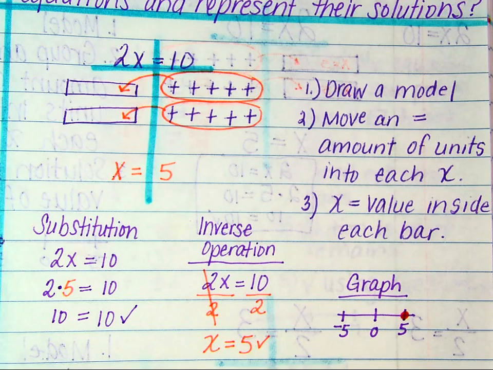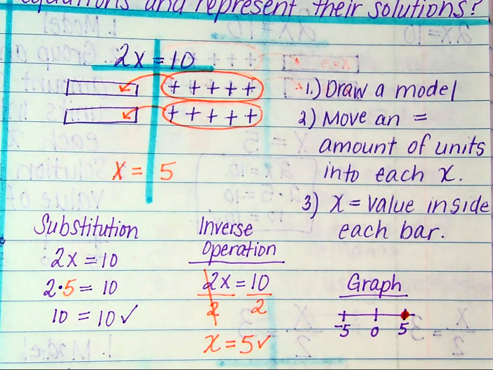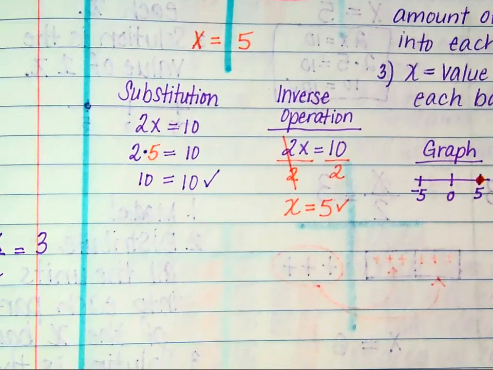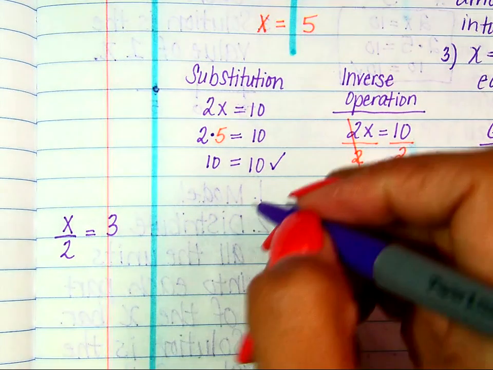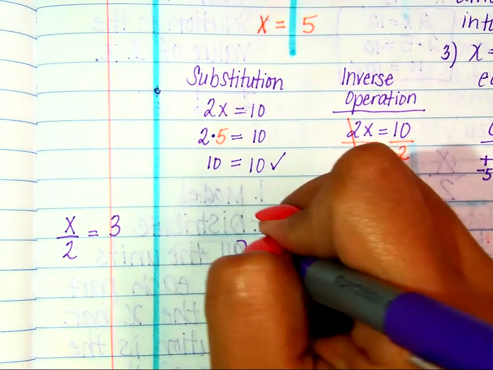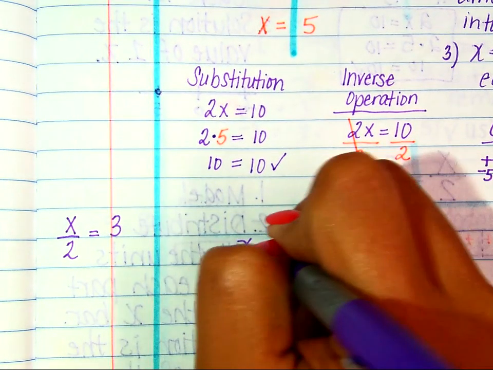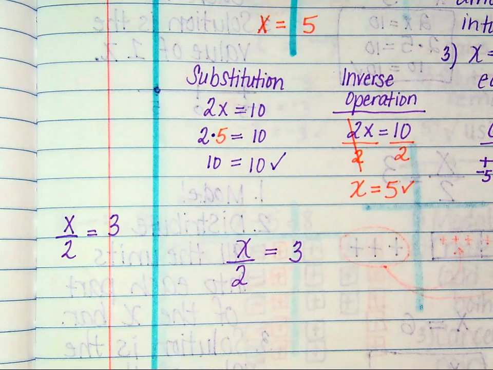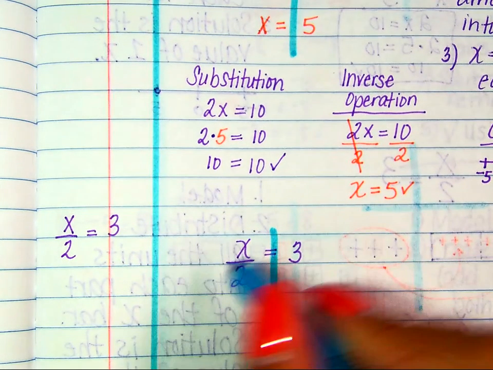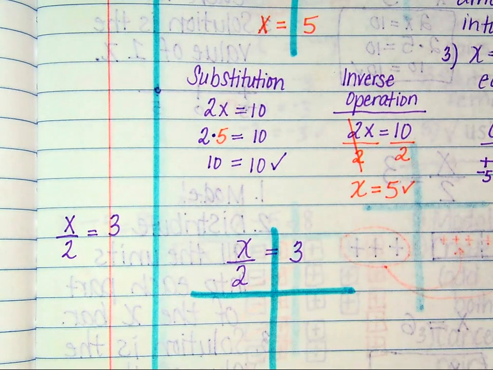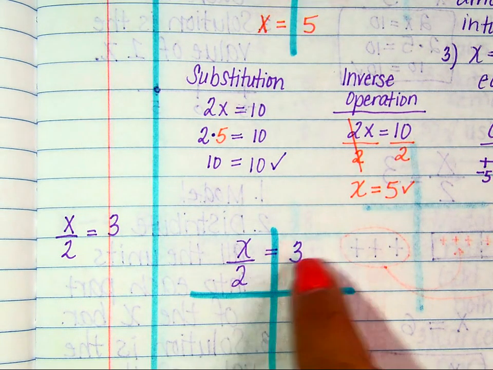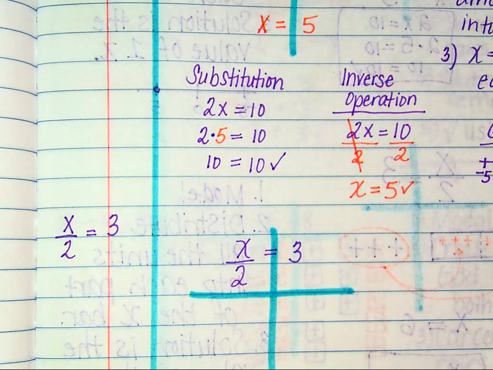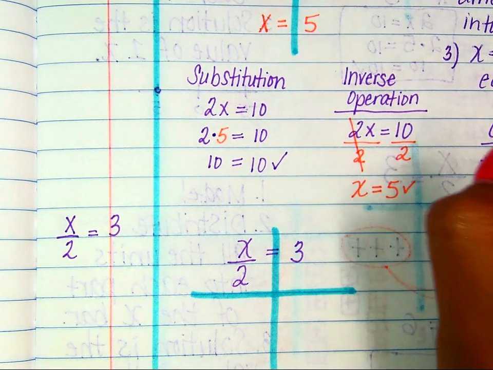Okay. Now let's look at a division example. I have the example x divided by 2 equals 3. So I'm going to start by rewriting that, and I'm going to split this into 2 equal sides. We're saying what is on the left-hand side of the equal sign is equal to what's on the right-hand side of it. So the steps here are going to be the same initially. We're going to draw a model.